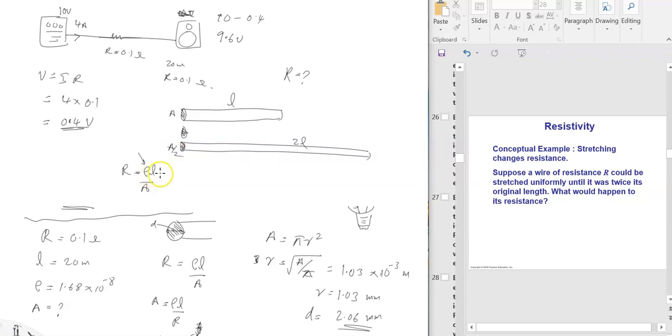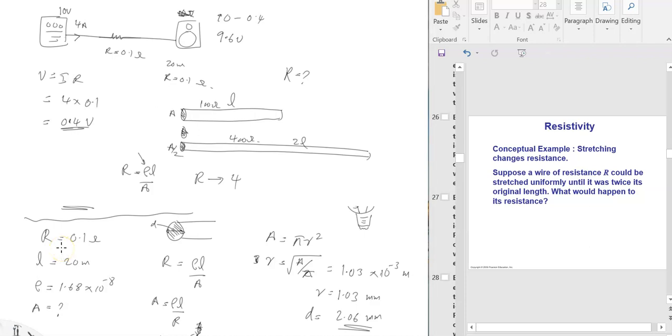So when you double the length, resistance gets doubled. When you decrease the area by half, resistance gets doubled. As a result, resistance will be increased by 4 times. The new resistance, if this was 100 ohms, now we have 400 ohms. Okay. Alright, let's move on.